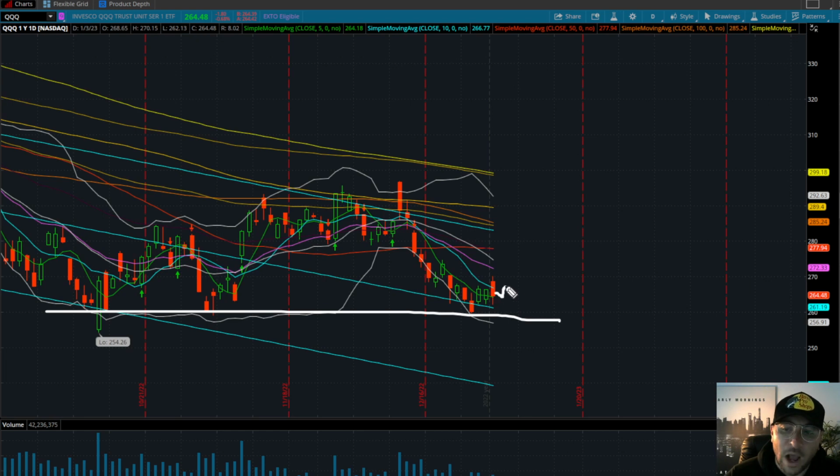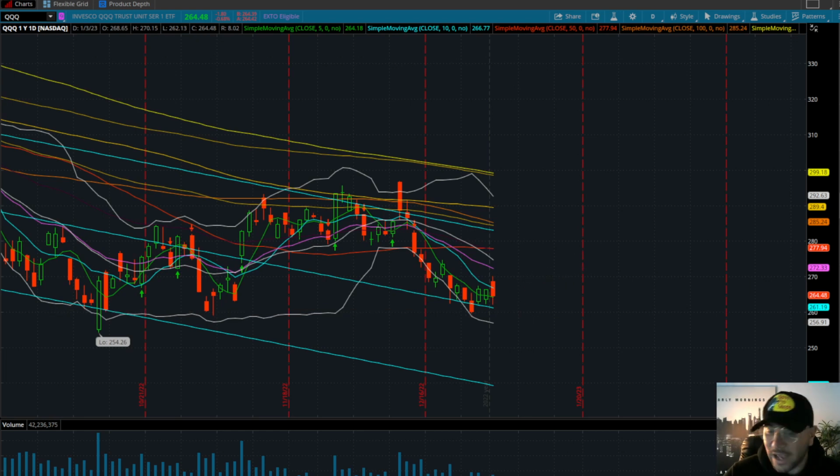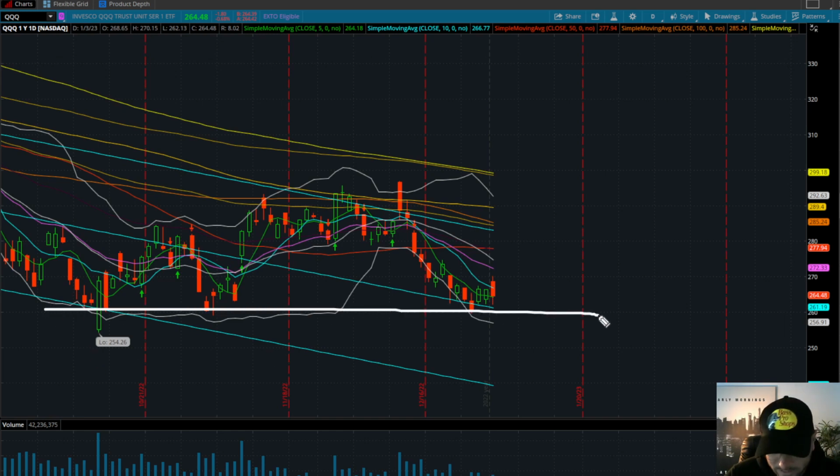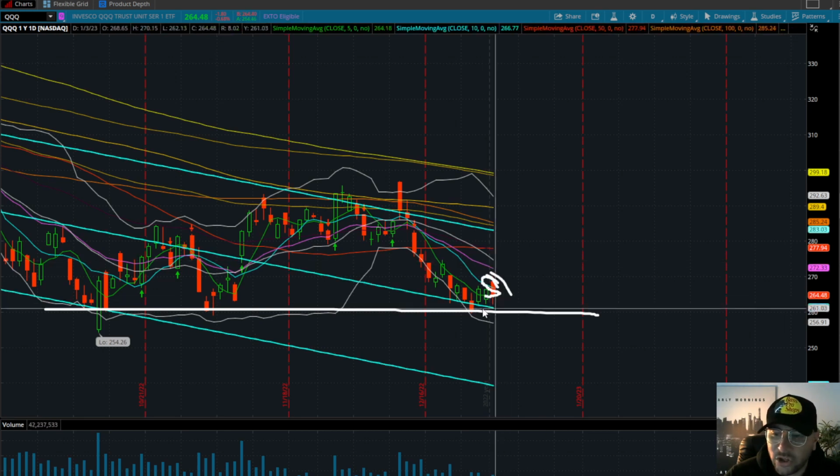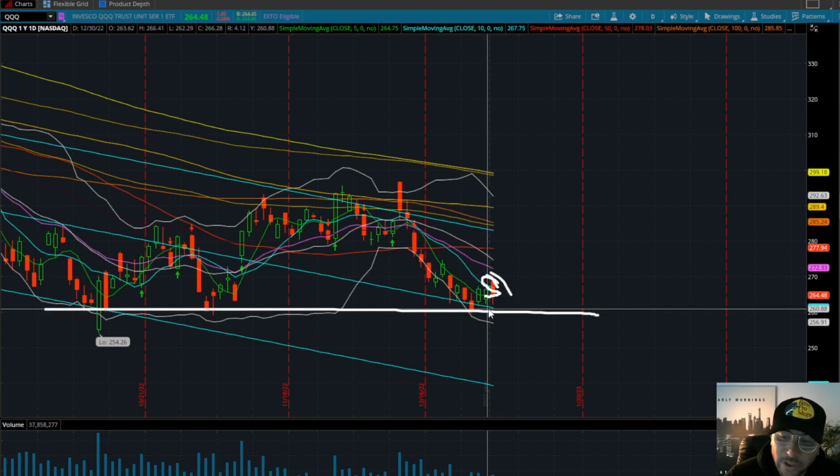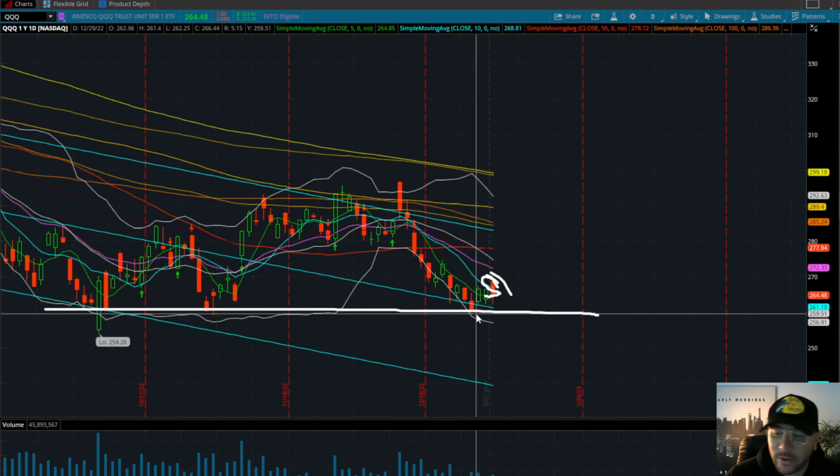That we're going to try to work our way back up. So how we can play this is one of two ways. We can start to get long here, again, small size. And then what we can do is use this last previous low, which is going to be a price of around 260, 259.50, as our stop.